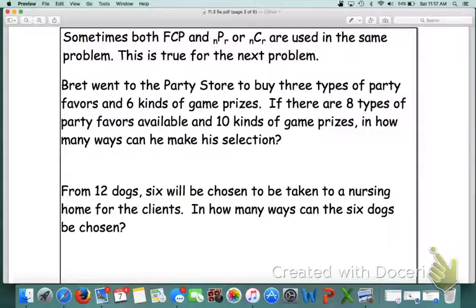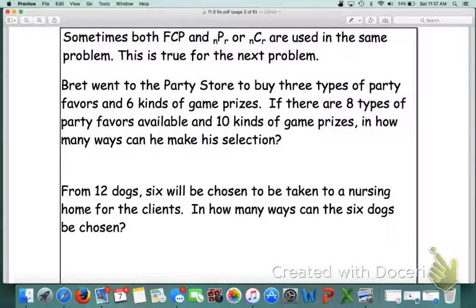Sometimes you're going to find that you end up using the fundamental counting principle in combination with a permutation, or the fundamental counting principle in combination with a combination. So, in this next one, it says that Brett went to the party store to buy 3 types of party favors and 6 kinds of game prizes. There are 8 types of party favors available and 10 kinds of game prizes. And how many ways can he make his selection?